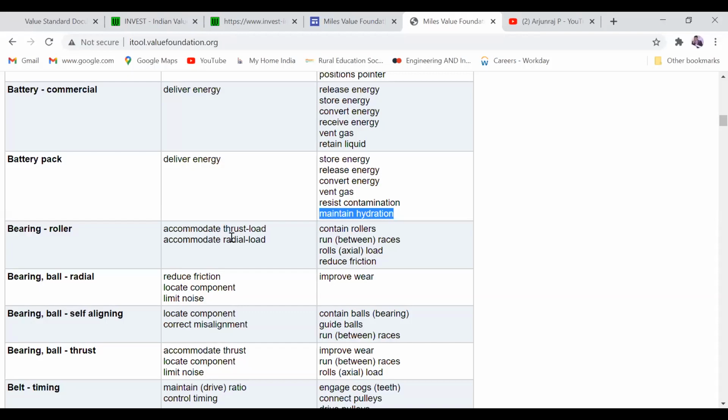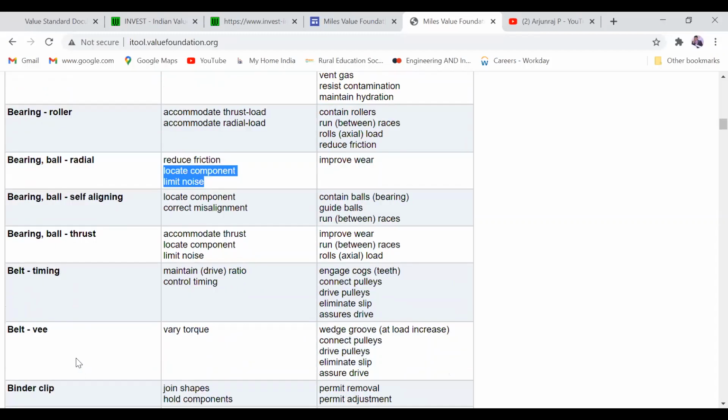Okay, what is the function of a bearing? A basic function: reduce friction. One verb and one noun. It will also improve wear. It will limit noise. It will also locate the component. So you can understand this. And the timing belt in a vehicle, it controls timing. You have the V belt, it varies torque. The belt is basically used for varying the torque.